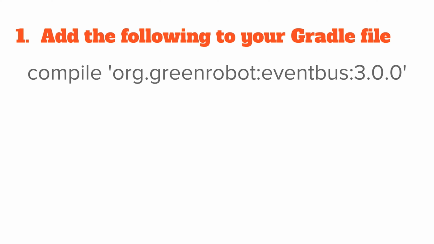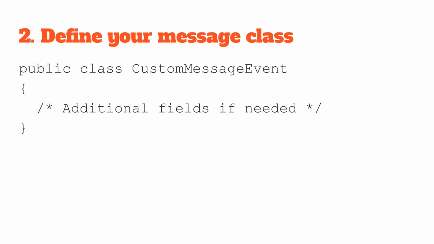First, add the following to your Gradle file. This will tell Android Studio via Gradle to go and download this particular library so that we can use it in our application. Next, define your message class. This is a separate class that'll handle the messaging for EventBus. These can be empty classes. If you want to pass any important information back and forth, you can add additional fields if necessary, such as a string or another object or a reference to an object.